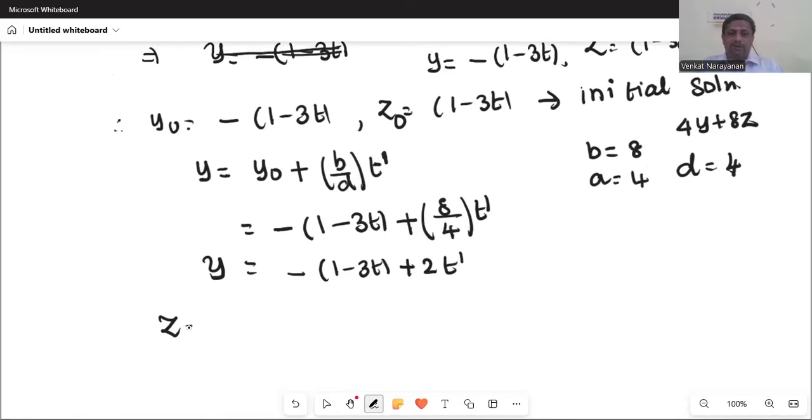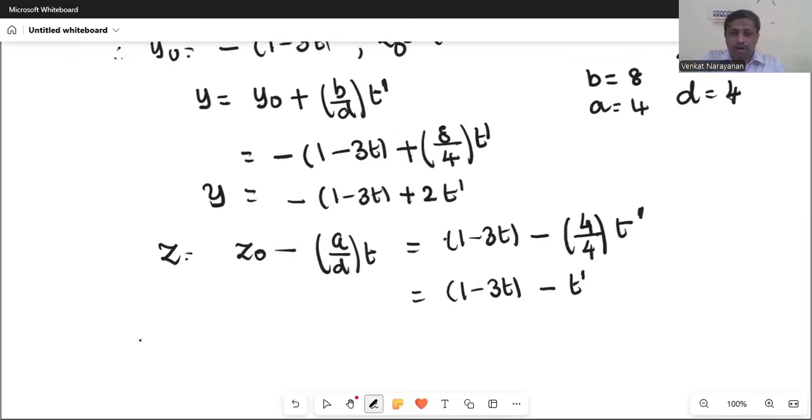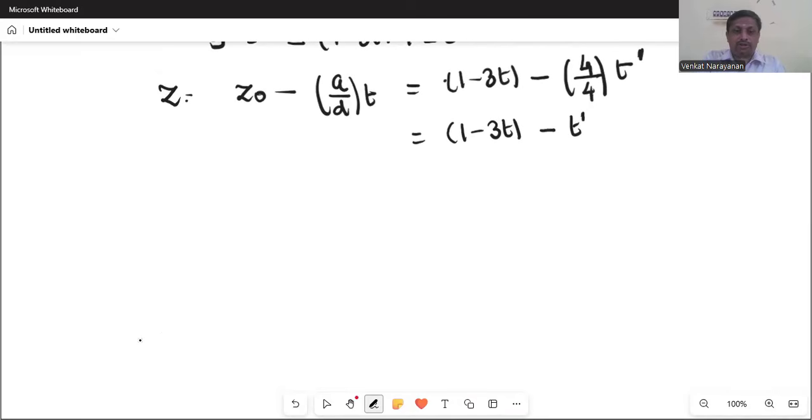So what is the z value? The z value is z naught minus a by d into t. What is the z naught value? 1 minus 3t. And what is the a value? The a value is 4 divided by 4 times t dash. That is 1 minus 3t minus t dash. Therefore, I got the three solutions.